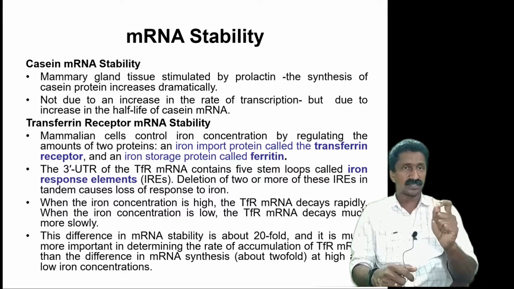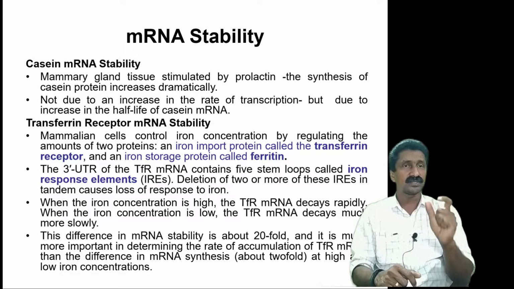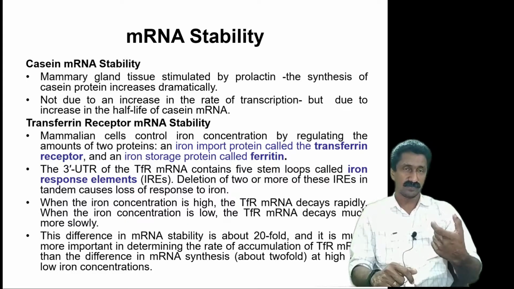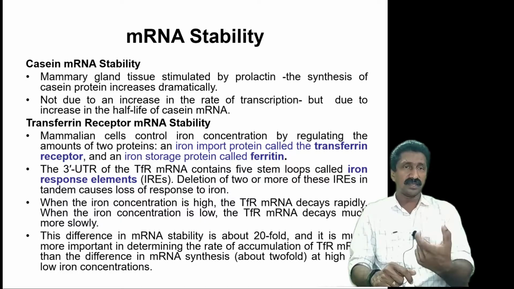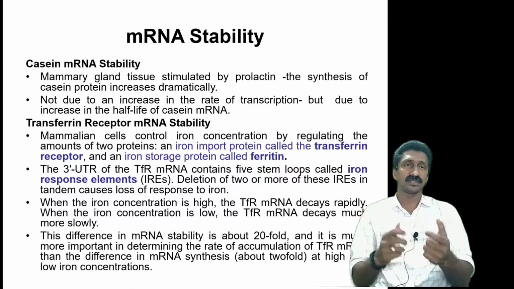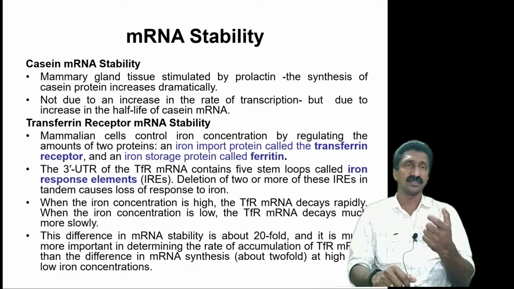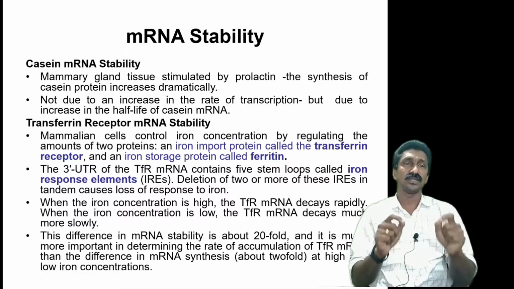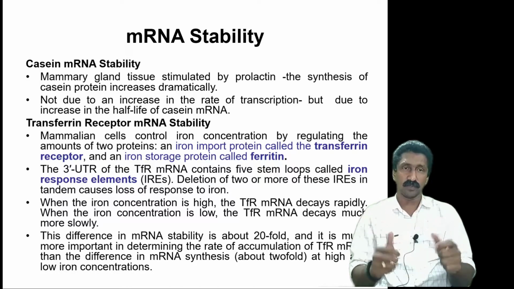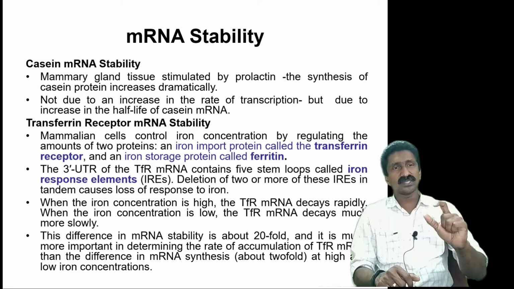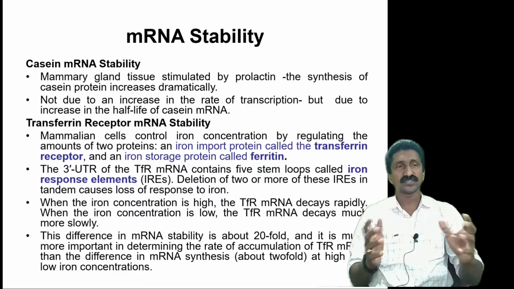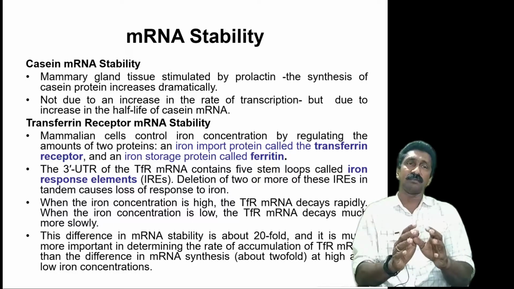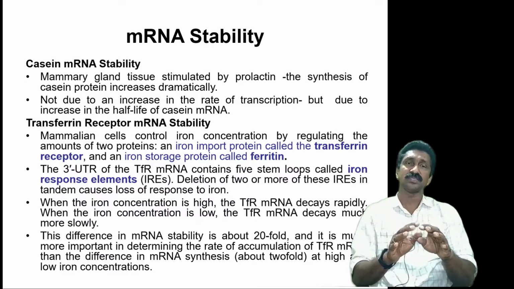So the transferrin receptor is intended to import iron, it is an iron import protein. And if 1 or 2 of the 5 IRE elements present in the TfR gene were deleted, then that results in the loss of iron uptake or iron import. When the iron concentration is high, the TfR mRNA decays rapidly. When the iron concentration is low, the TfR mRNA decays much more slowly.